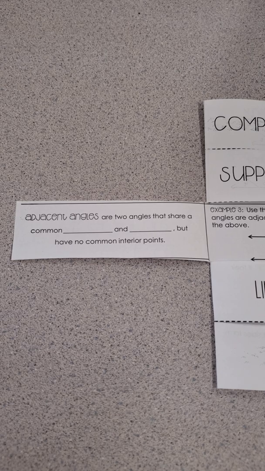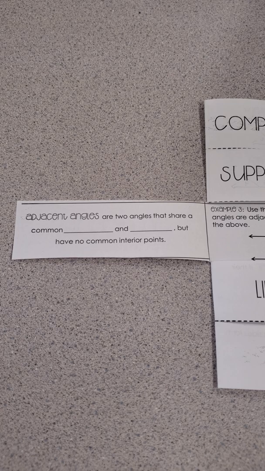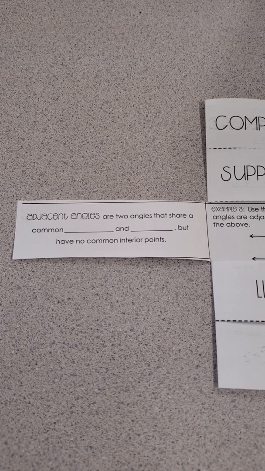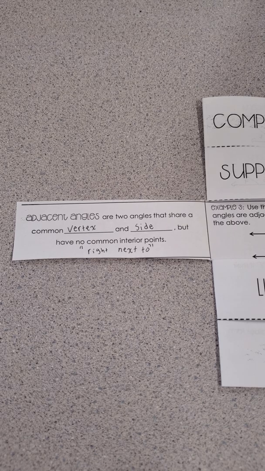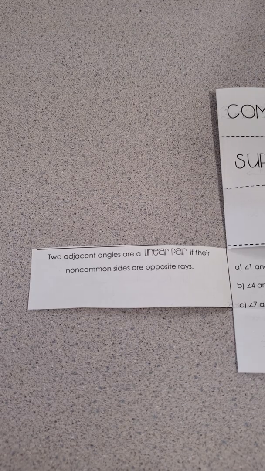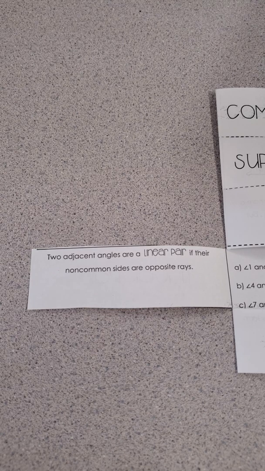Next we're going to do adjacent. I realized I kind of talked about this earlier, but adjacent angles are two angles that share a common vertex and side but have no common interior points. We can think of that as right next to. Next is a linear pair, and they are two adjacent angles that have no common sides. Two adjacent angles are a linear pair if their non-common sides are opposite rays. And linear pairs are always supplementary.